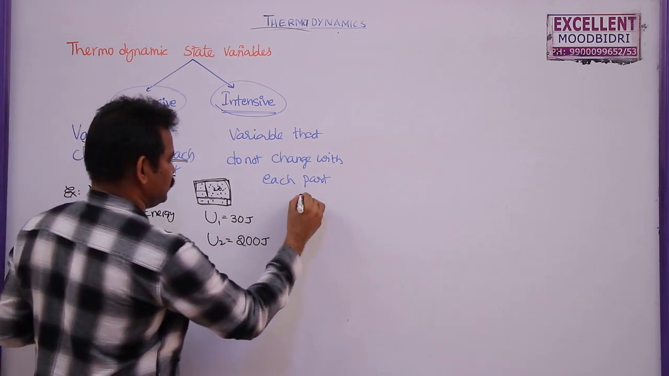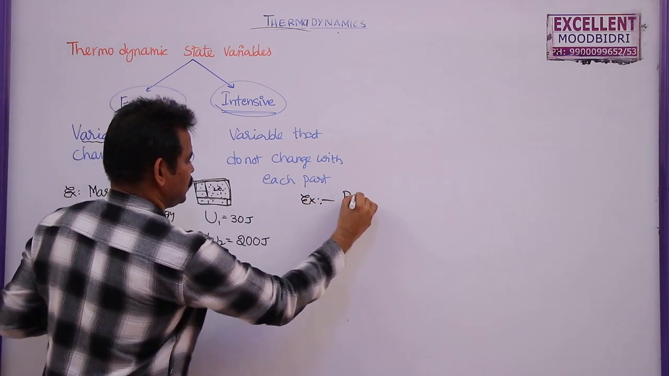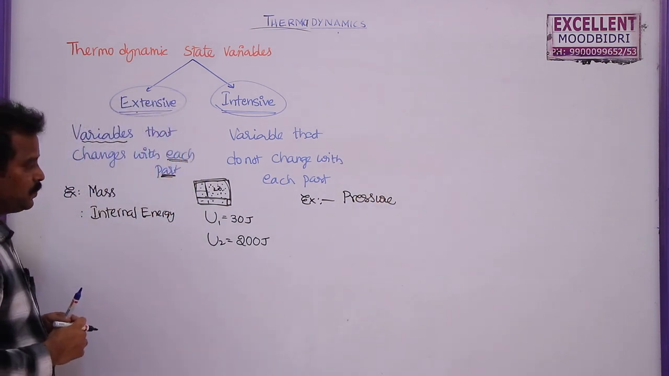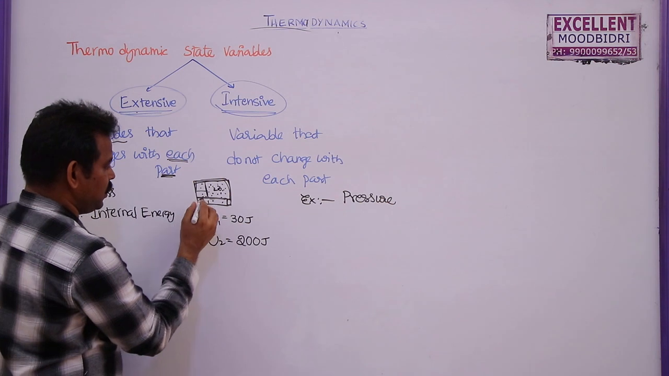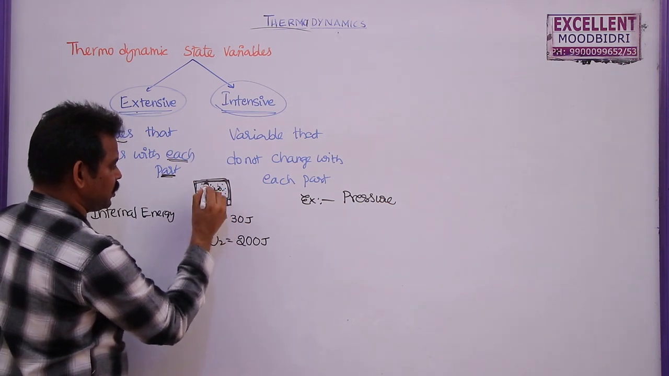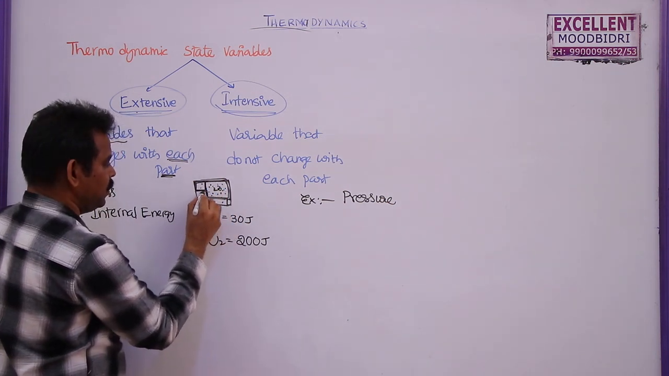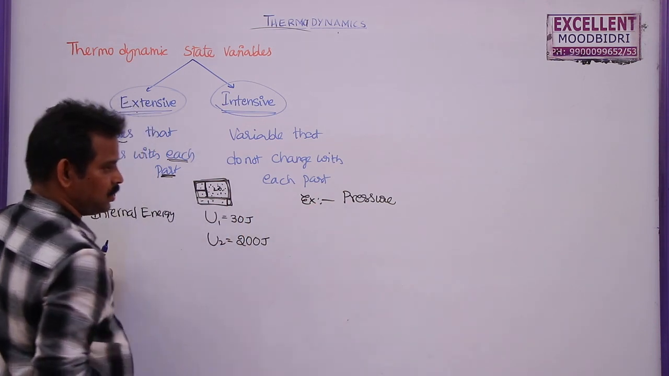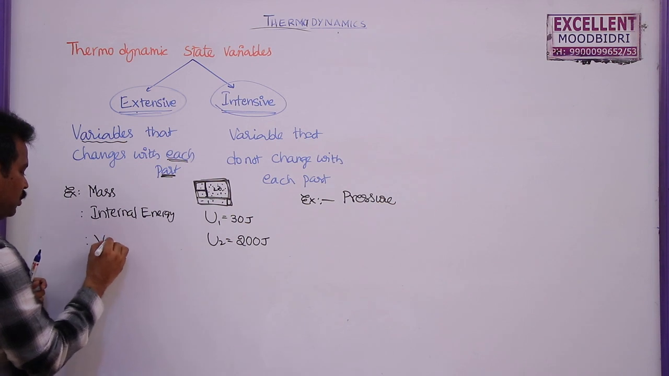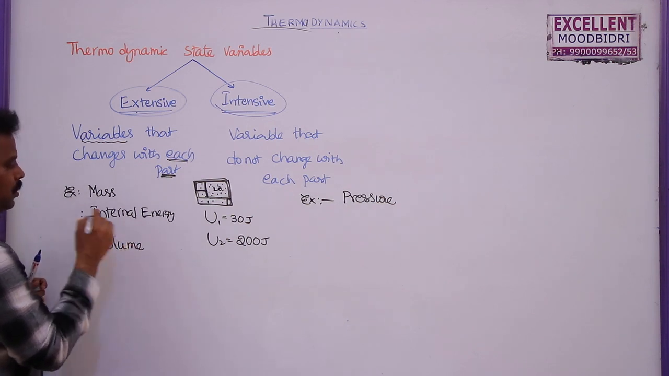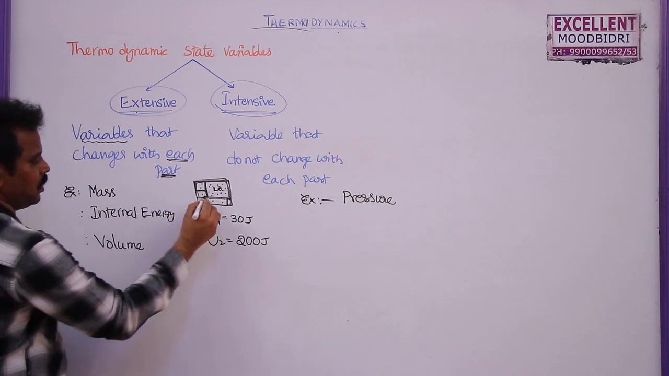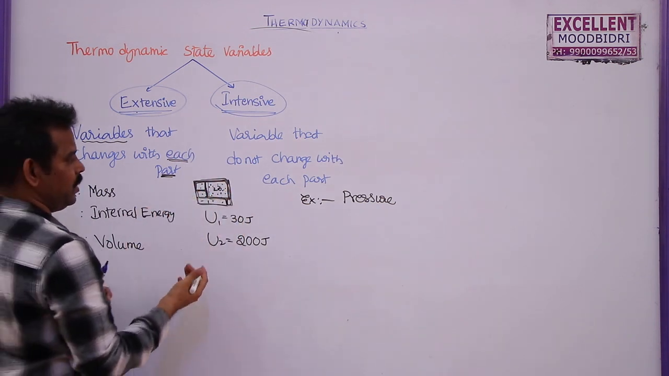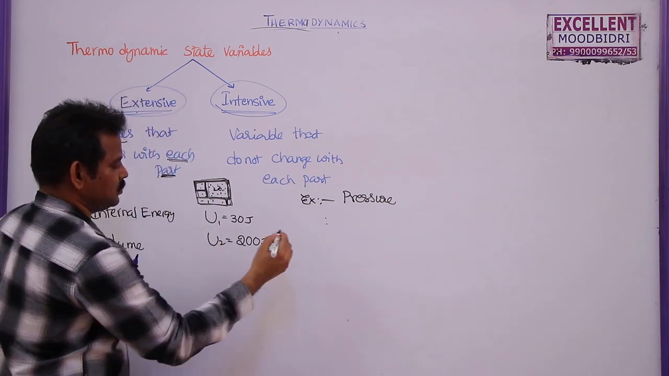But if you consider the pressure of the gas, it does not depend upon each part. Here the pressure of this gas is 1 atm, this part also 1 atm, for this also 1 atm, for a small portion also it is 1 atm. So pressure does not change. But what about the volume? Volume is also a thermodynamic variable which changes with each part. Here volume of the gas is more, here volume of the gas is least in these parts, whereas the pressure remains the same.